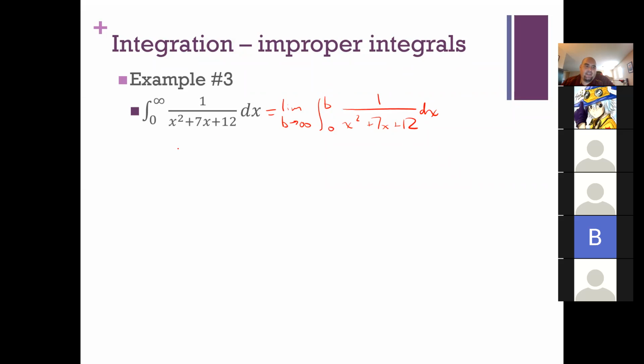But one thing I forgot to ask first. Would we expect this to converge or diverge? Converge. Okay, I got one vote for converge. So let's put this in series form. If I had a series that looked like this, 1 over n squared plus 7n plus 12, is this a p-series? Yeah.